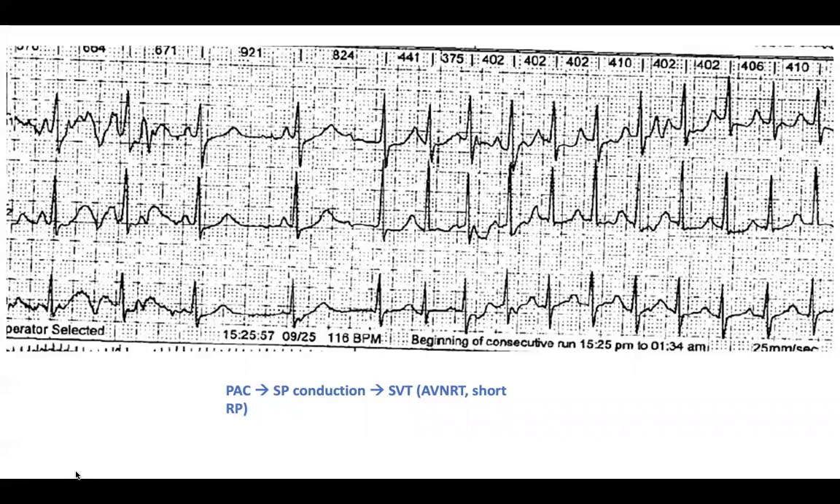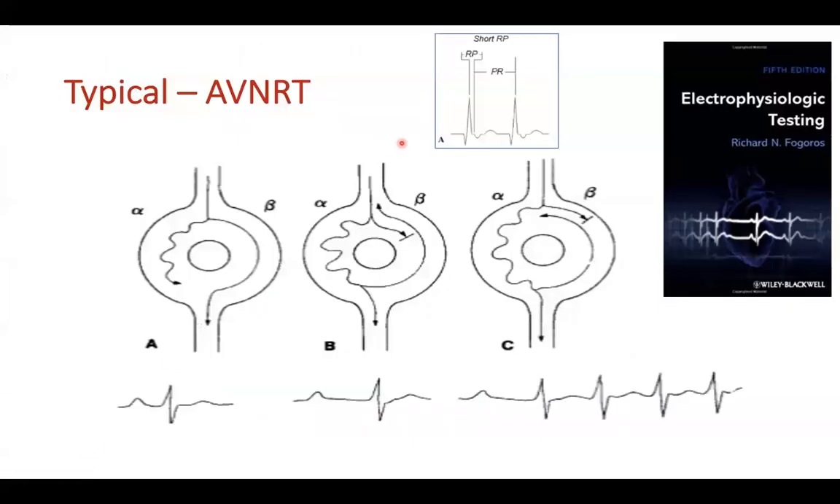Because, by the way, this is a nice basic EP book by Richard Fogoris, if you want to check it out. But anyways, that's a diagram from this book. So this is the AV node complex, okay? There is a slow pathway component within the AV node, and there's a fast pathway component within the AV node, okay? During sinus rhythm, the fast component of the AV node conducts, and then you have normal PR, okay?